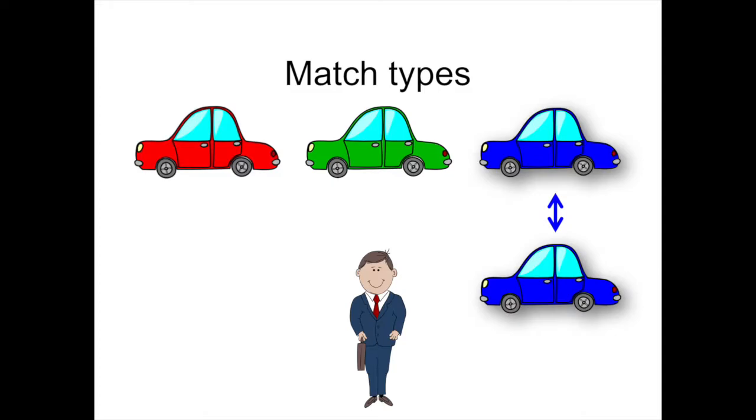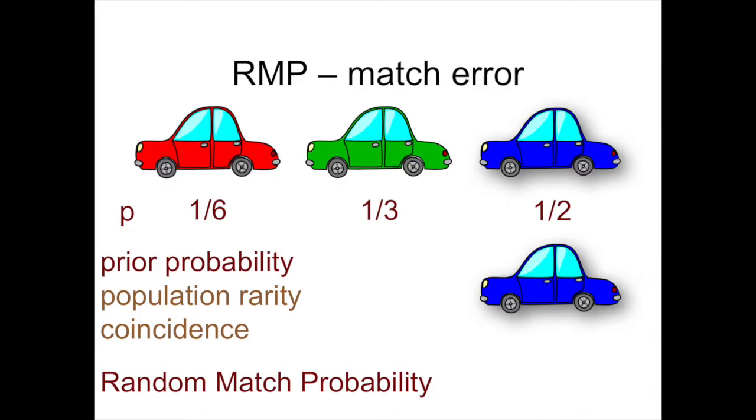So there's a match of blue to blue, and we take a look at what it means to have a random match probability for any type of forensic modality as a way of understanding potential match error when there's a perfect match. One way of understanding it is there's a probability P, which is the prior probability of what you might see if a car went by. This is just a different type. Those prior probabilities, shown in brown, are 1/6 for a red car, 1/3 for a green car, and 1/2 for a blue car.